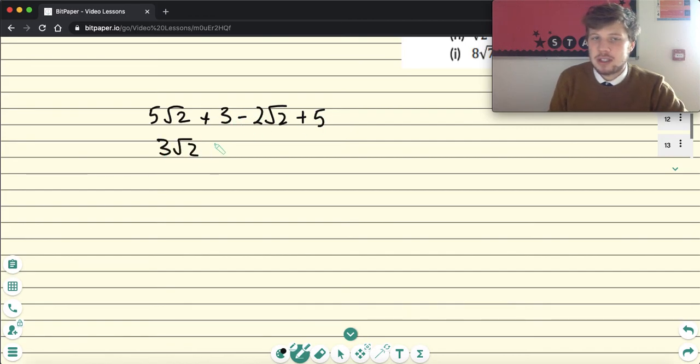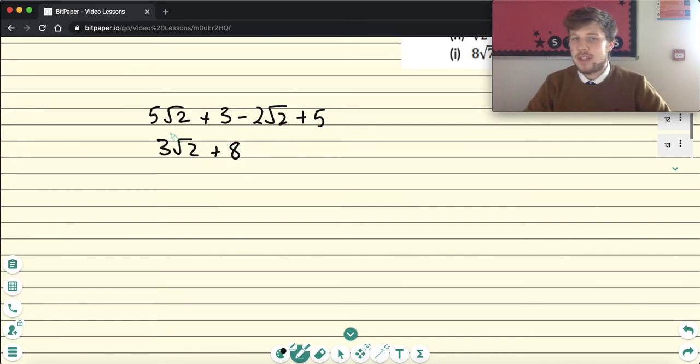Positive 3 and positive 5 is going to make positive 8, but quite often you'd be thinking, what can I do from this stage? And you might try and combine it. However, this root 2 is an actual value. So unless we're going to use our calculator and do 3 multiplied by root 2 plus 8, this is in its simplest form. We can't go any further than this.